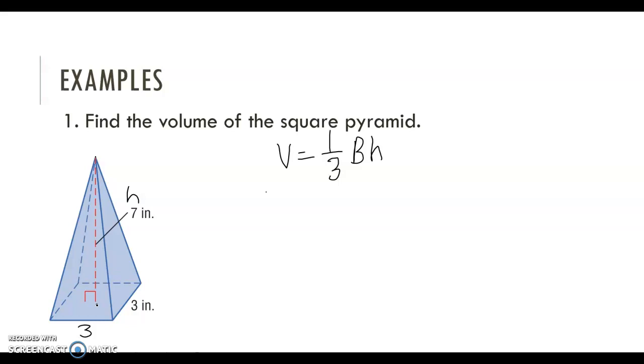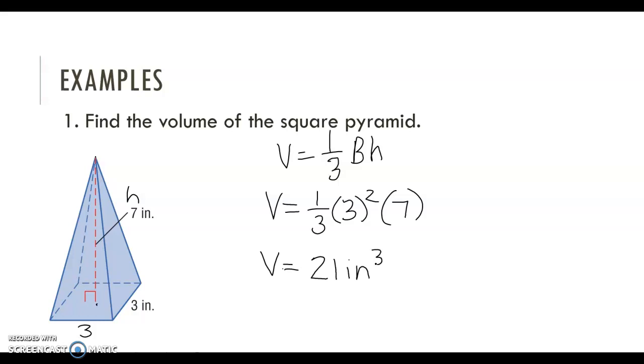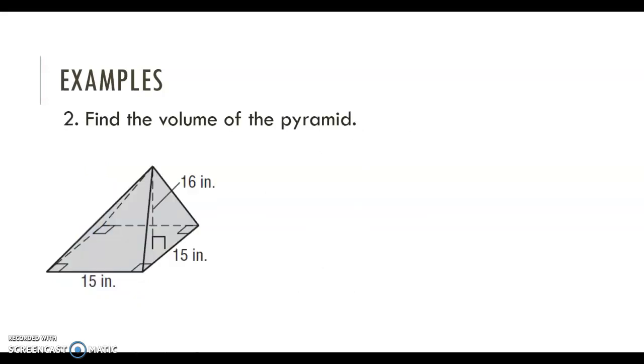So let's go ahead and substitute in. 1/3, the base area here, this is a square again, so that base area would be 3 squared, times my height, which is 7. And you can just type this all into your calculator. You can do this as 3 squared times 7 and then divided by 3. That's the same as multiplied by 1/3. And you would get 21 cubic inches, since we are now looking at volume. 21 cubic inches.